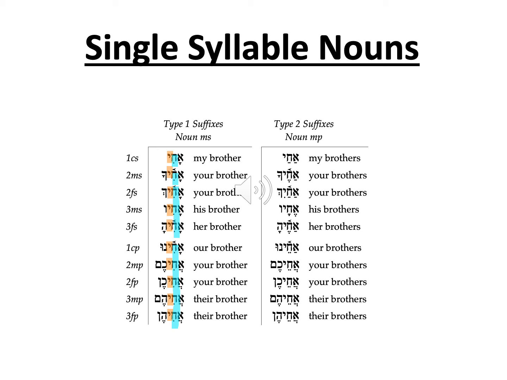So a hayik still does not have a hirik as the connecting vowel, the way that the type 1 suffixes on the singular noun do. So this is the way to remember and differentiate between the singular and the plural noun. A hirik will always be singular. Any other vowel besides a hirik will be plural.